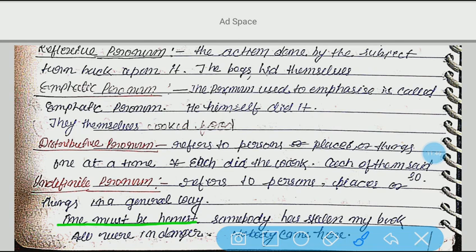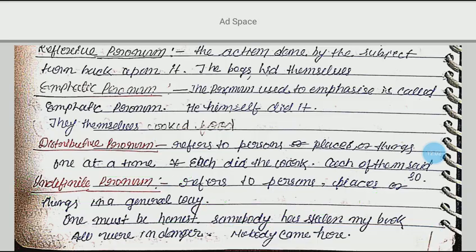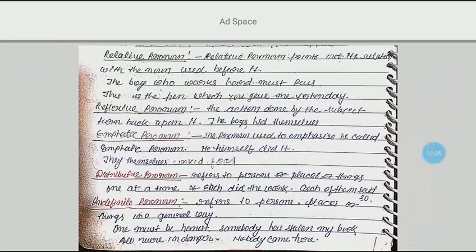Similarly, another sentence you can see here. Somebody has stolen my book. I don't know who that person is. So nothing is definite here. That is why here somebody is an indefinite pronoun. All right. So this was all about today's class.